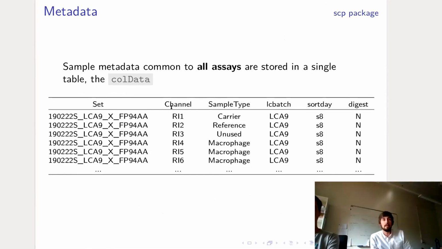The sample metadata that is common to all assays is stored in a single table. We call it the core data. Each row represents a sample with different associated metadata fields. So in this example, we have a field called set, which gives the Scope2 set name. We have the channel in which the sample was acquired. We have the sample type to give functional annotation. We have the chromatographic batch, etc. All the useful information that is required for an analysis is contained in a single object, ready for processing.